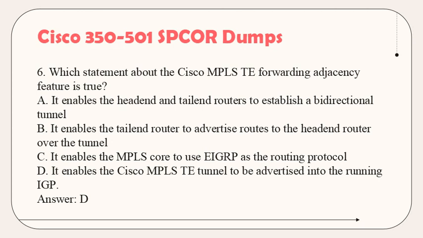6. Which statement about the Cisco MPLS TE forwarding adjacency feature is true? A. It enables the headend and tailend routers to establish a bidirectional tunnel. B. It enables the tailend router to advertise routes to the headend router over the tunnel. C. It enables the MPLS core to use EIGRP as the routing protocol. D. It enables the Cisco MPLS TE tunnel to be advertised into the running IGP. Answer: D.